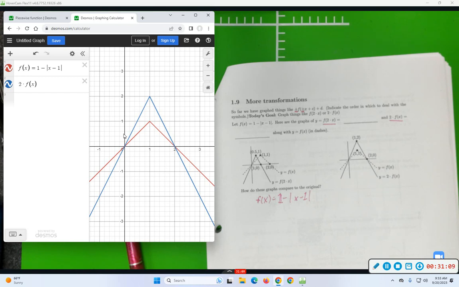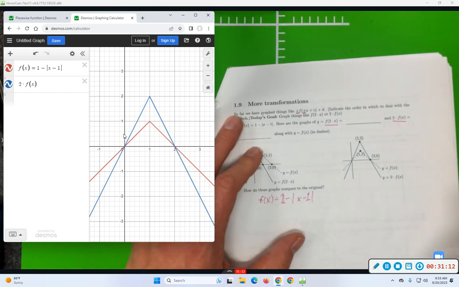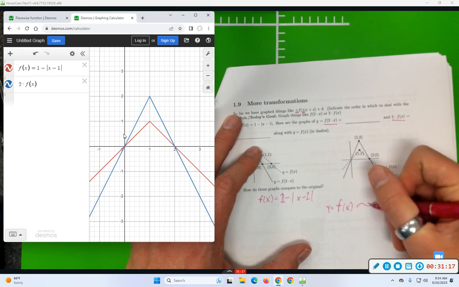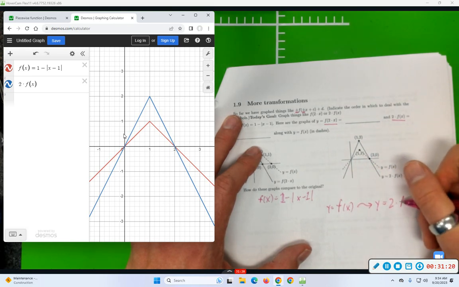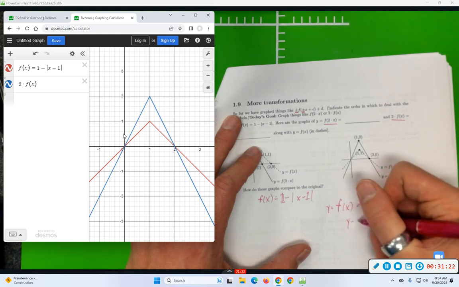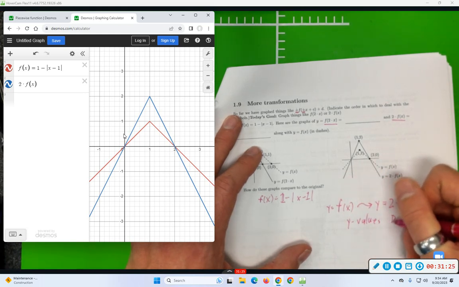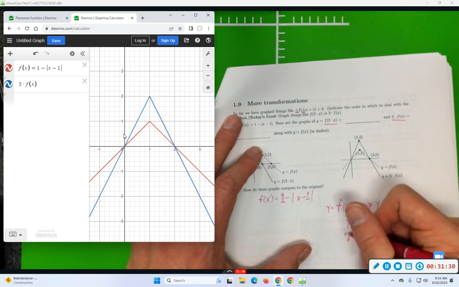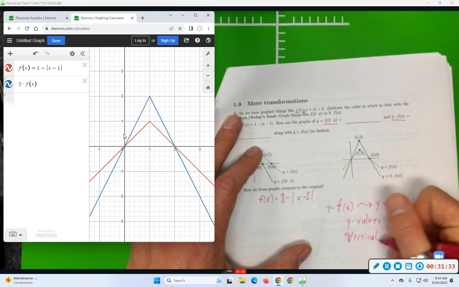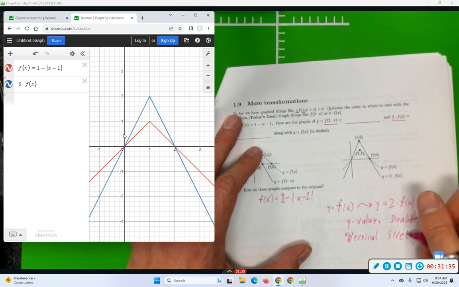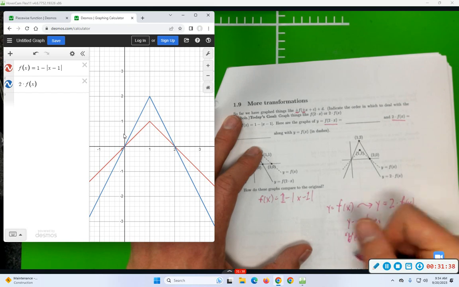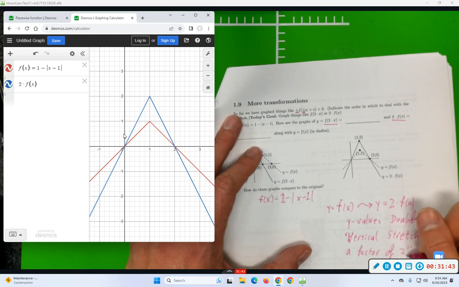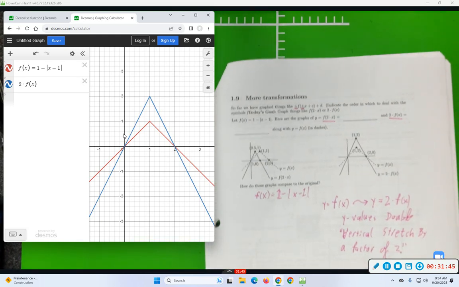So, let's write that down. To go from the graph of y equals f of x to y equals 2 times f of x, it looks like all the y values double. Which I would want to describe as a vertical stretch by a factor of 2.